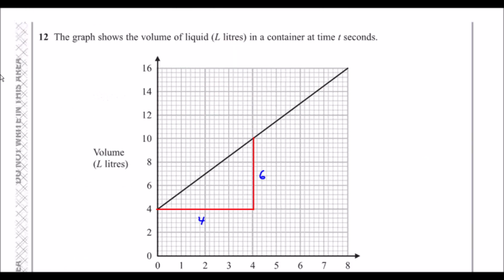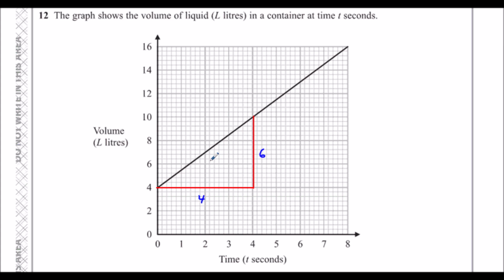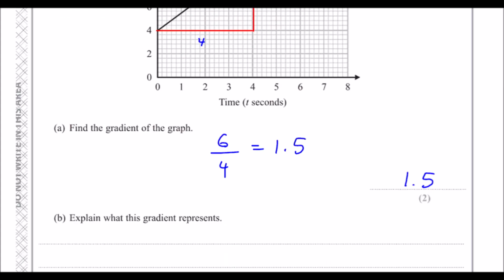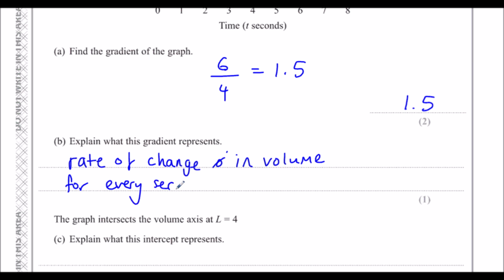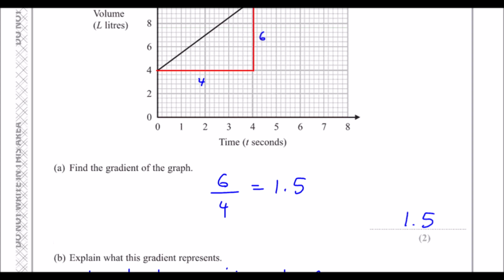Explain what the gradient represents. So it's the rate of change of the volume. So for every 1 second, how much the volume increases by. So either of these answers are fine. Rate of change in volume, or for every second, volume increases by 1.5 liters.